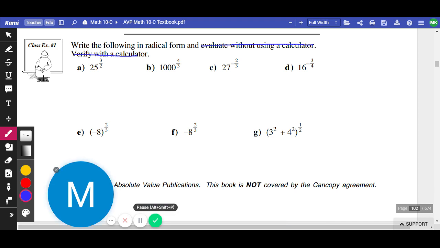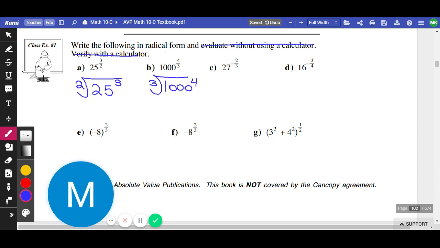That means the bottom number of the fraction exponent becomes the index. This becomes square root of 25 to the power of 3. Bottom number index, everything else becomes radicand. This one would become the cube root of 1,000 to the power of 4. Bottom number becomes the index, everything else becomes the radicand. We'll keep going with that.